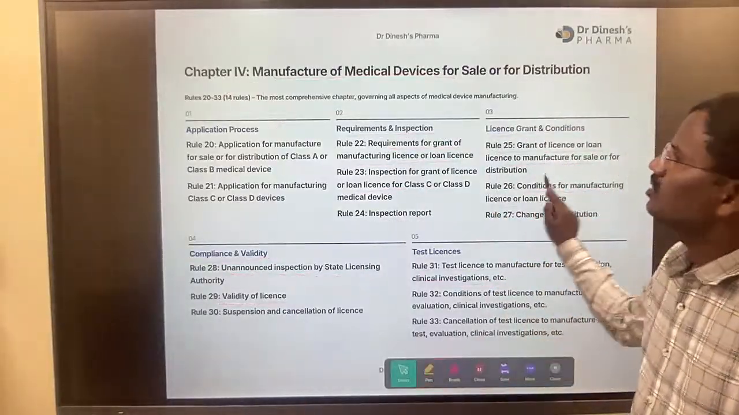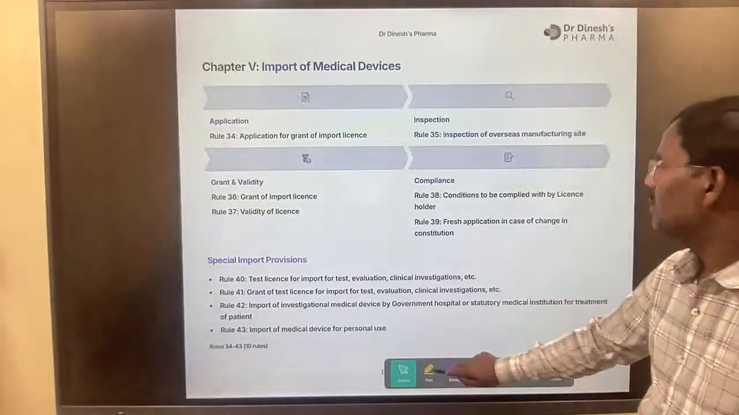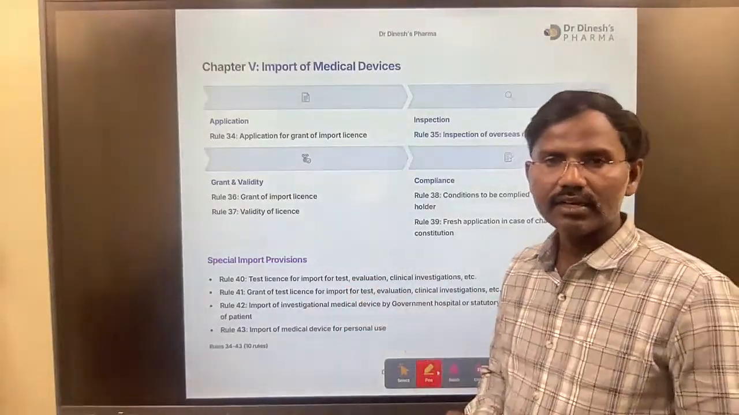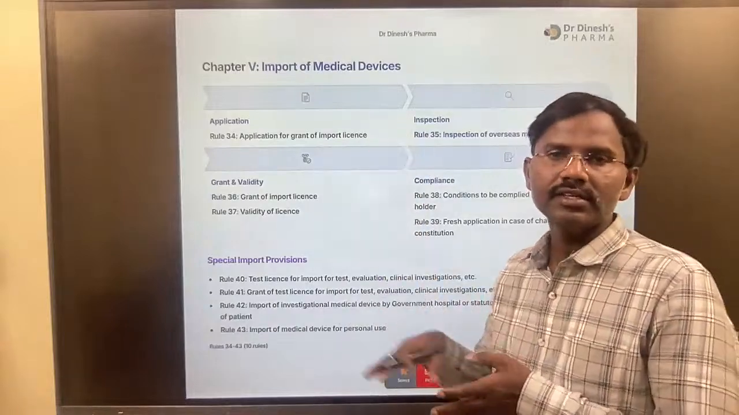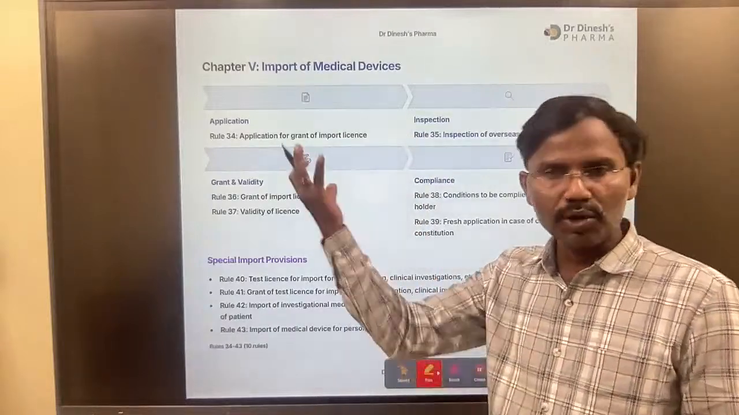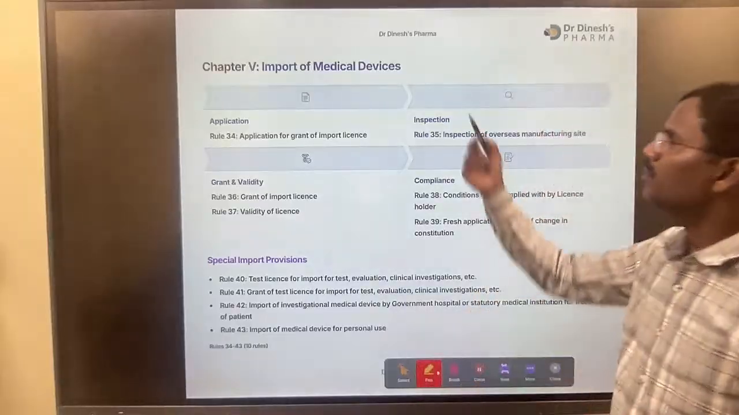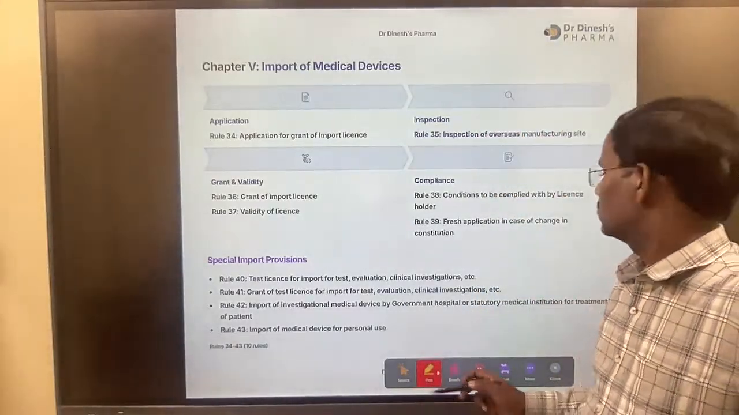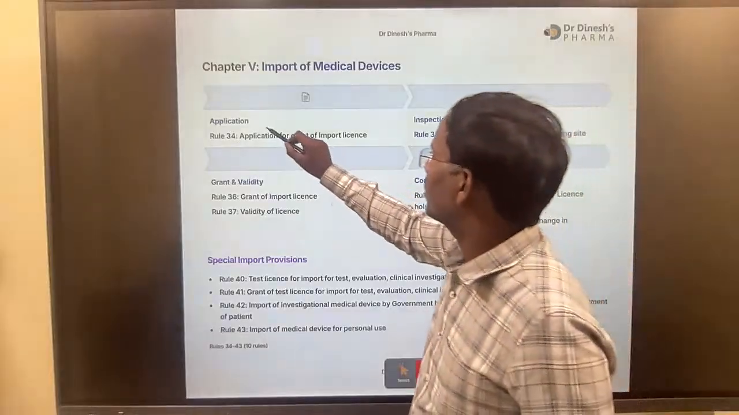Okay, next one, chapter 5. So import of medical device. Once we manufacture it in India, according to the story I'm telling, then we import. If we are unable to manufacture, then we can import from other countries. So chapter 5 talks about import of medical device.